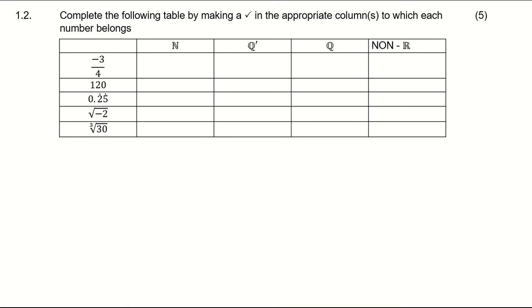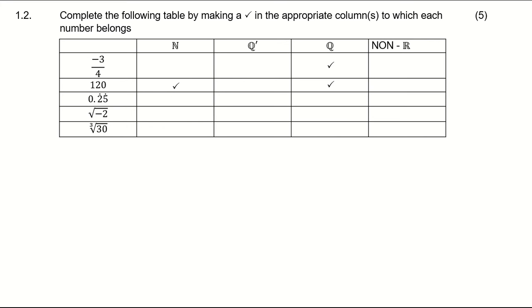Rational numbers are numbers that can be expressed as a fraction. A fraction has a numerator and a denominator, and -3 is the numerator, divided by the denominator, which is 4, and that is a fraction. And the fact that it's a fraction means it will fall under rational numbers. What about 120? 120 is a rational number. It's also a natural number, and that is all.